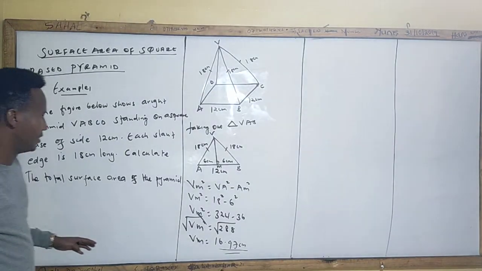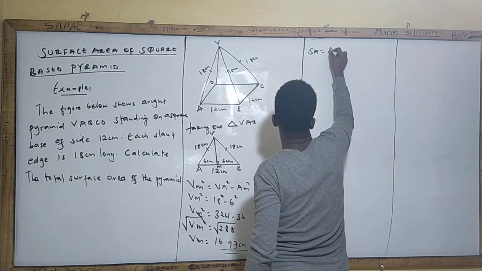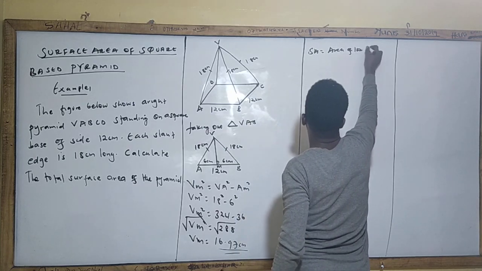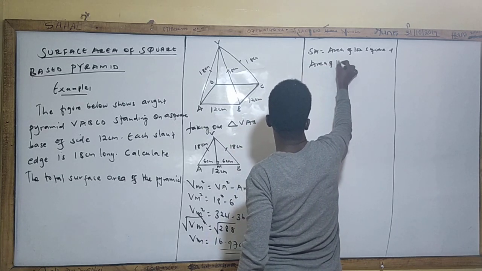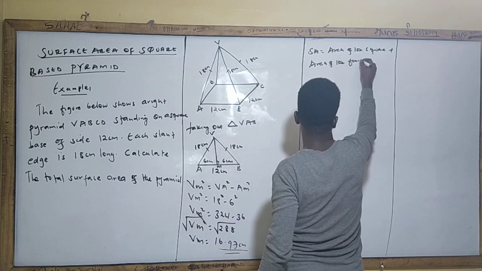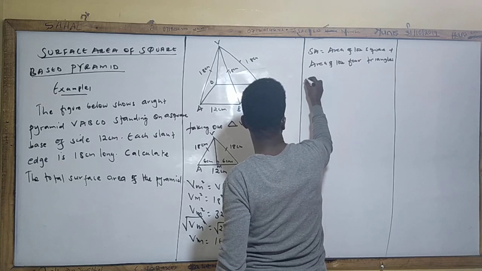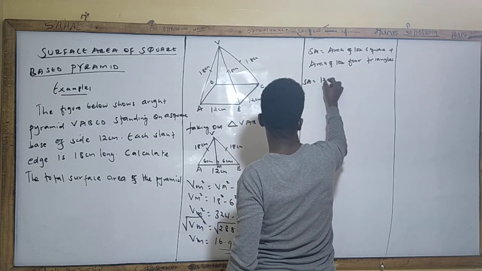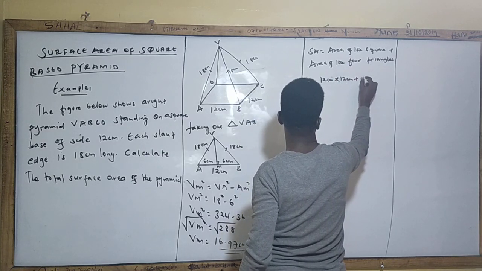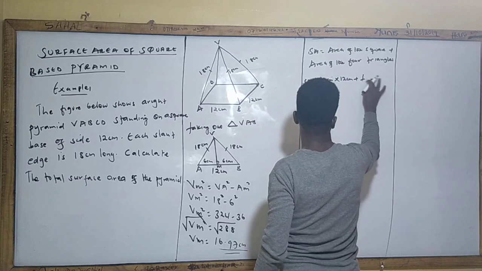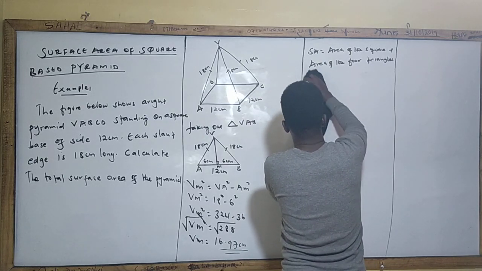So what you're going to say is surface area now. Surface area is equal to area of the square plus area of the four triangles. So now let me get that. I'll say surface area therefore is equal to 12 centimeter times 12 centimeter plus a half times base. Let me now get the area of the square.